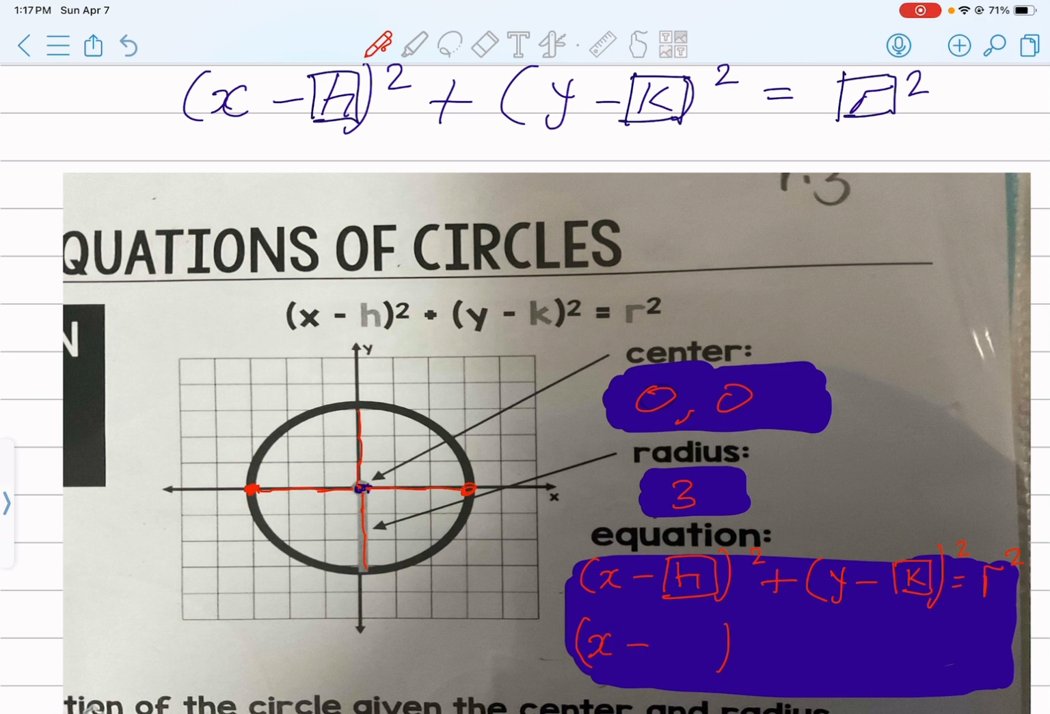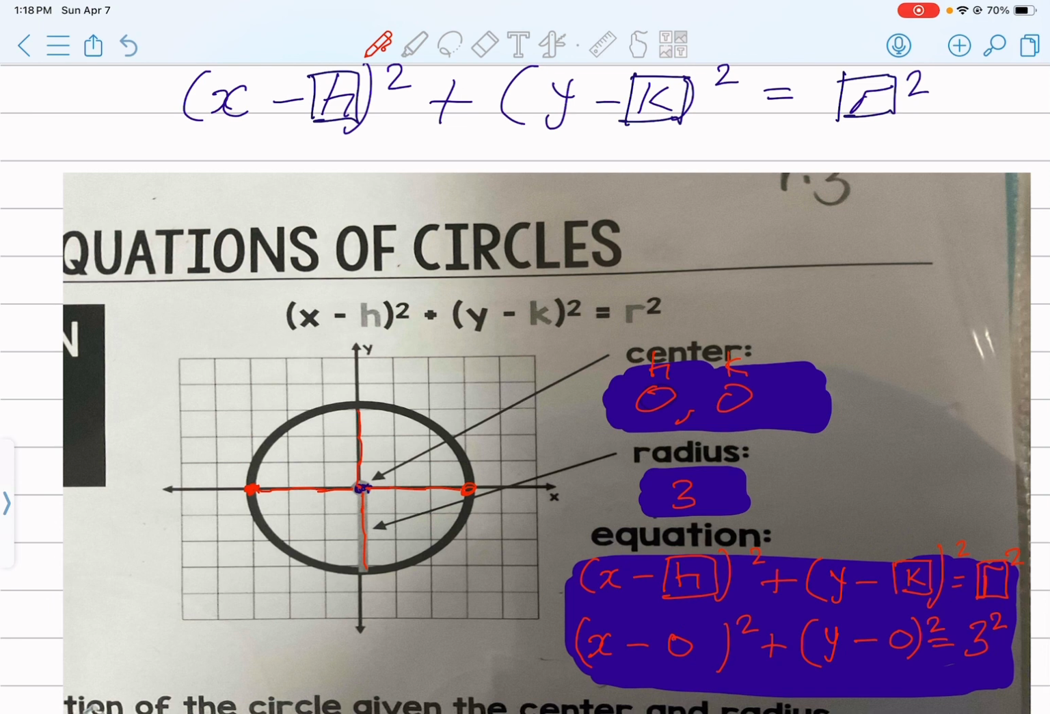Now keep in mind, it's x minus. So what goes in the box? Don't forget, this is the h. And this is what? The k. Don't forget, I told you this is the x and y of the center, right? So what is your h? Your h is 0. And what is your k? 0. And what is your radius? Radius is 3 squared. So that's why I like to put this in the box. You're just replacing what's in the box, right?